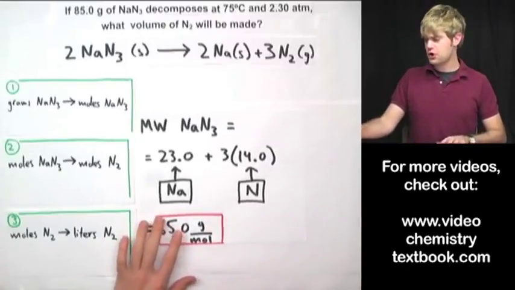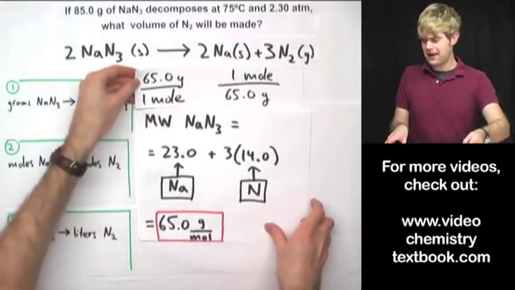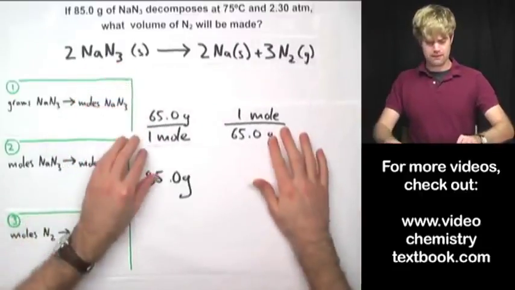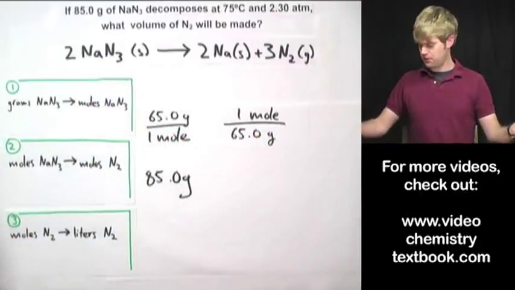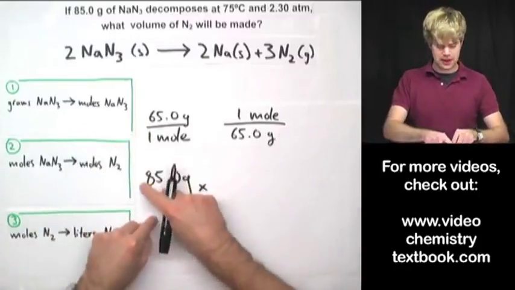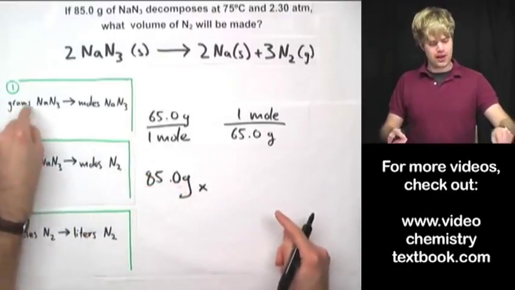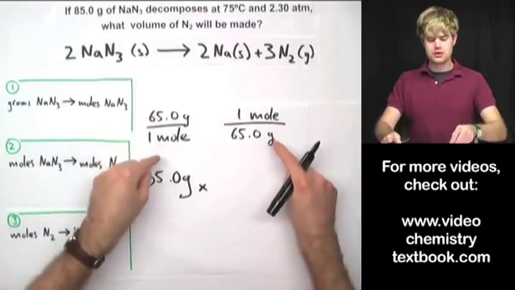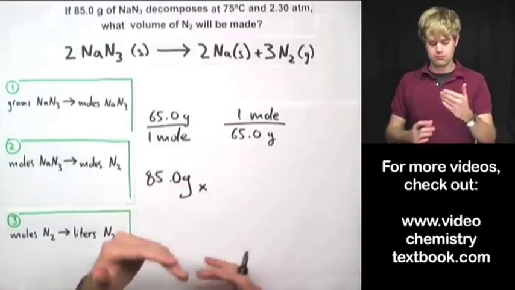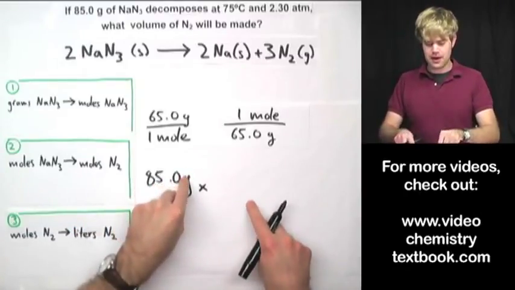Okay? So I can use this 65 grams per mole as a conversion factor. And there are actually 2 conversion factors that I can write, the one on the left and the one on the right. They're both perfectly fine. The question is, which of these do I want to use? Well, I'm starting out with 85.0 grams, and I want to be converting grams to moles. So I want to use the conversion factor that is going to cancel out grams and leave me with moles. We can cancel a unit out if it's on both the top and on the bottom.